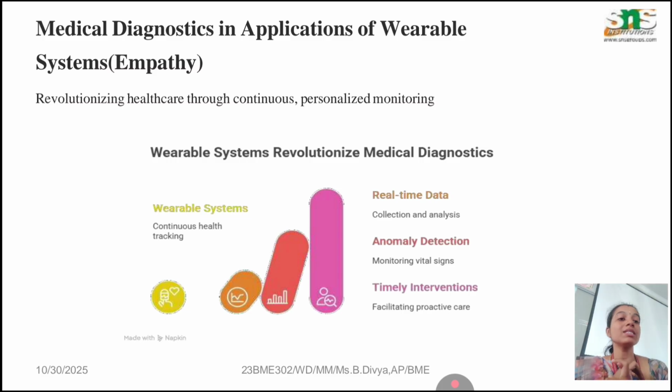First is the wearable system which continuously tracks healthcare. Next is the real-time data, where we can collect and analyze the data in real time. Next is anomaly detection, where the vital signals can be monitored. And the fourth one is timely interventions. If there is an emergency, we can facilitate proactive care, where the doctors can check whether the patient is in a critical position or not. These are the four stages where the medical diagnostic wearable system revolutionizes medical diagnosis.